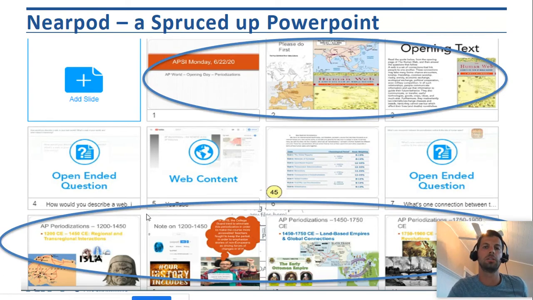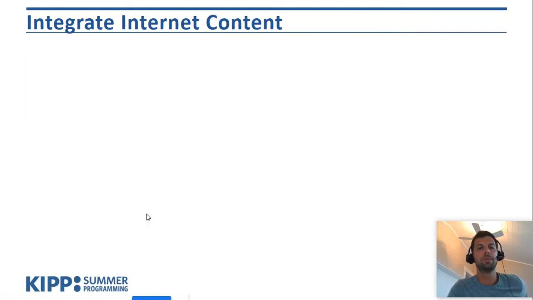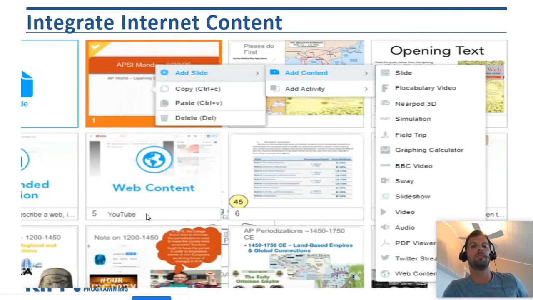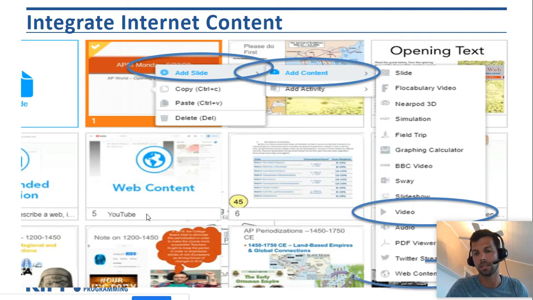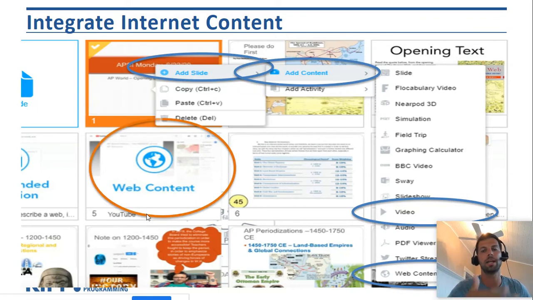Okay, in addition to being a spruced up PowerPoint, Nearpod allows you to integrate internet content, whether it's a website or a video or a Google Doc. All of these internet programs integrate seamlessly into Nearpod. And the way to do that is by clicking somewhere on the screen where it opens up this page, and you can add slide, and then you add content, and you add a video or web content. And you can see by doing that, that the next slide just becomes a video or internet content.